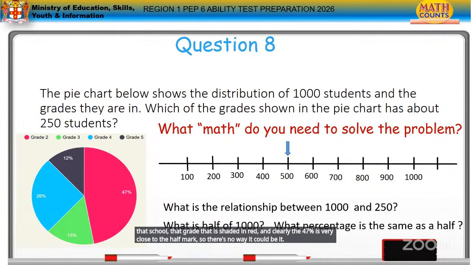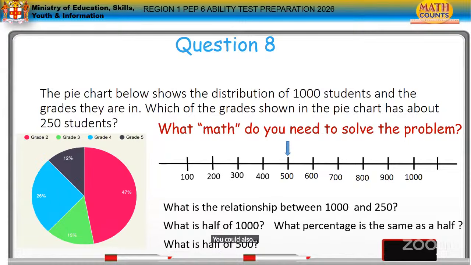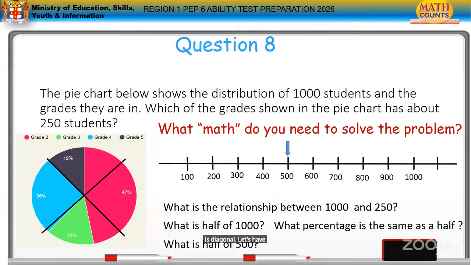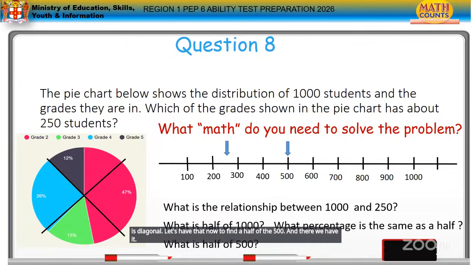You could also ask yourself, what is a half of 500? Because we want to get down to the 250. We're looking at the relationship. And here I am putting the half in another position on the pie chart. As you can see, it's diagonal. Let's half that now to find a half of the 500. And there we have it. And what percentage would that be?